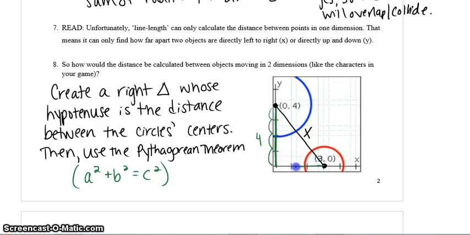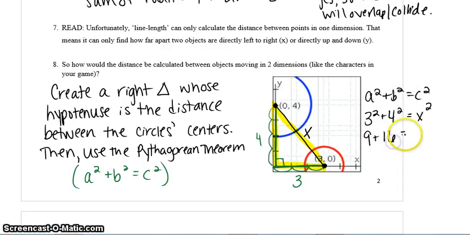And if I go directly horizontal over to meet up with that other line segment, I can count how long that line segment is. I've just created a right triangle, which I'll highlight in yellow so you can clearly see it, whose legs are 3 and 4 units long and whose hypotenuse is unknown. So I can use a squared plus b squared equals c squared, where a and b are the two legs, 3 and 4, and c is my hypotenuse, which I'll call x.